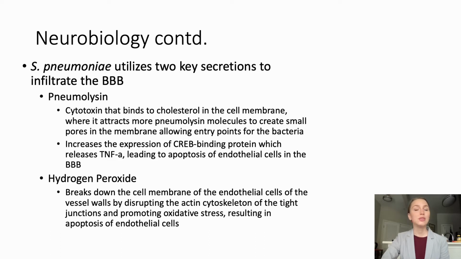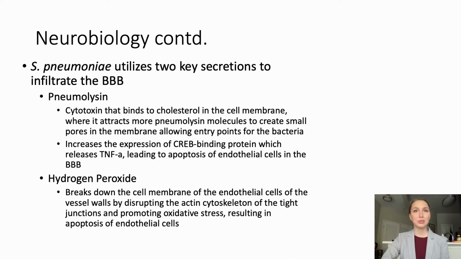S. pneumoniae utilizes 2 key secretions to infiltrate the blood-brain barrier: pneumolysin and hydrogen peroxide. Pneumolysin is a cytotoxin that binds to the cholesterol in the cell membrane, where it attracts more pneumolysin molecules and ultimately forms a small pore in the membrane, allowing entry of the bacteria. Pneumolysin also increases the Krebs-binding protein, which releases tumor necrosis factor, resulting in apoptosis of endothelial cells that make up the blood-brain barrier. S. pneumoniae also utilizes hydrogen peroxide.